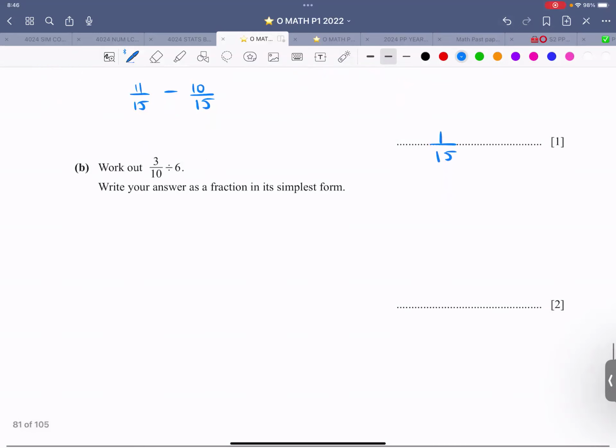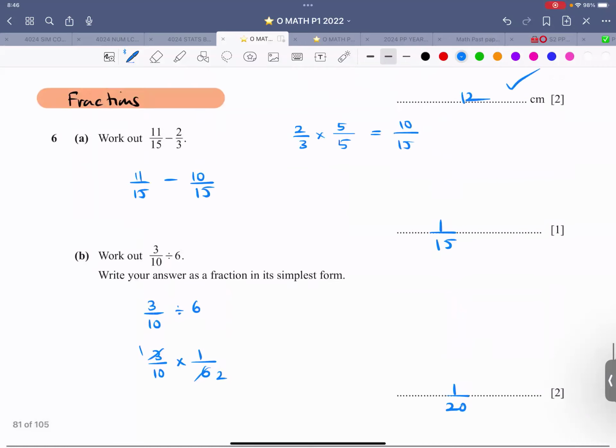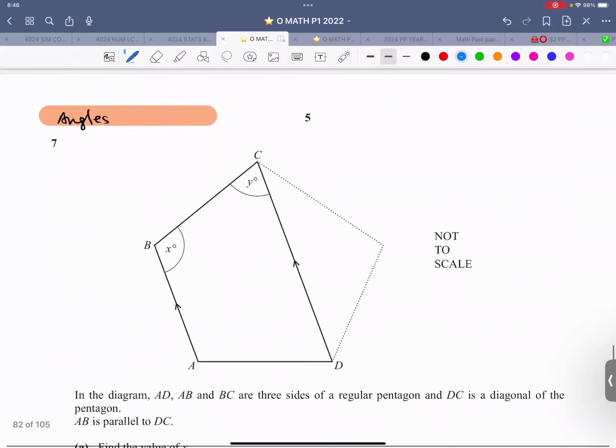The next one, work out 3 over 10 divided by 6. That's 3 over 10 into 1 over 6. 3 1s are 3, 3 2s are 6, this is 1 over 20. That is the question of division. The above one was the question of subtraction.